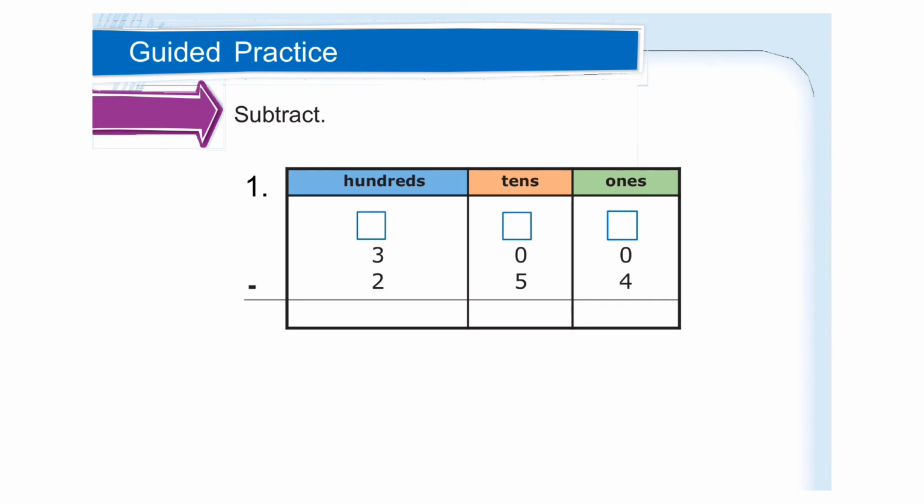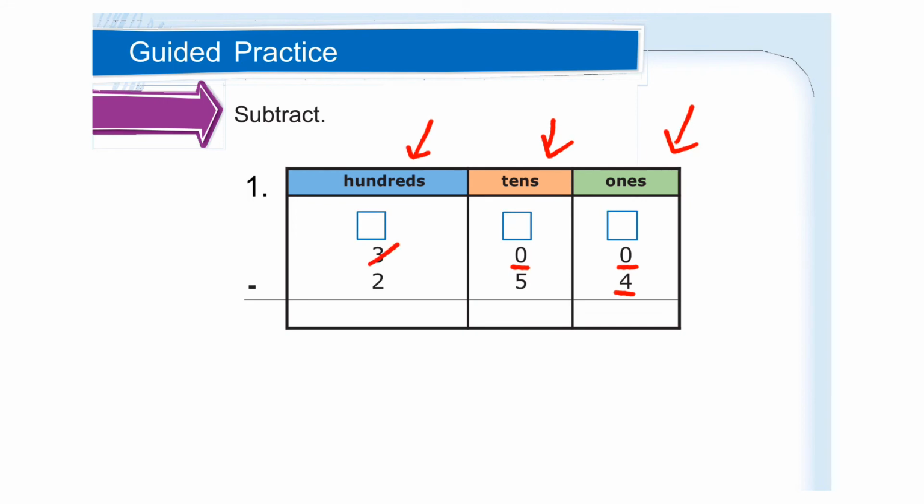Now 300 minus 254. We know when we subtract, we should start with the ones first. I look at the number on top. I ask, are there enough ones to take away 4? No. Where should I go next? I go to the tens place. What number is there? 0. Can I regroup or borrow from the 0? No. So where should I go next? I go to the hundreds place.